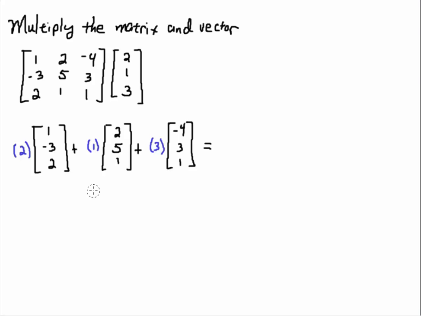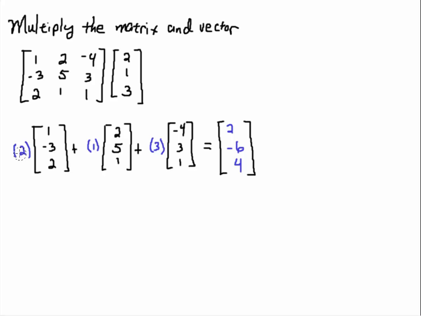In other words, this is what I'm saying. You're taking 2, multiplying it by 1, minus 3, 2. You're taking the 1, which is the next component, multiplying it by the middle column, 2, 5, 1. You're taking 3 and multiplying it by the third column, minus 4, 3, 1. Well, let's take a look at this.